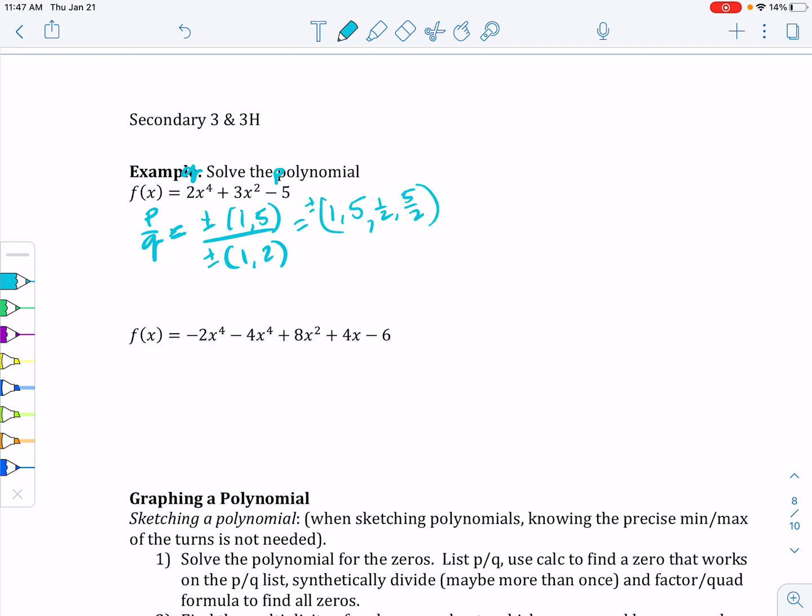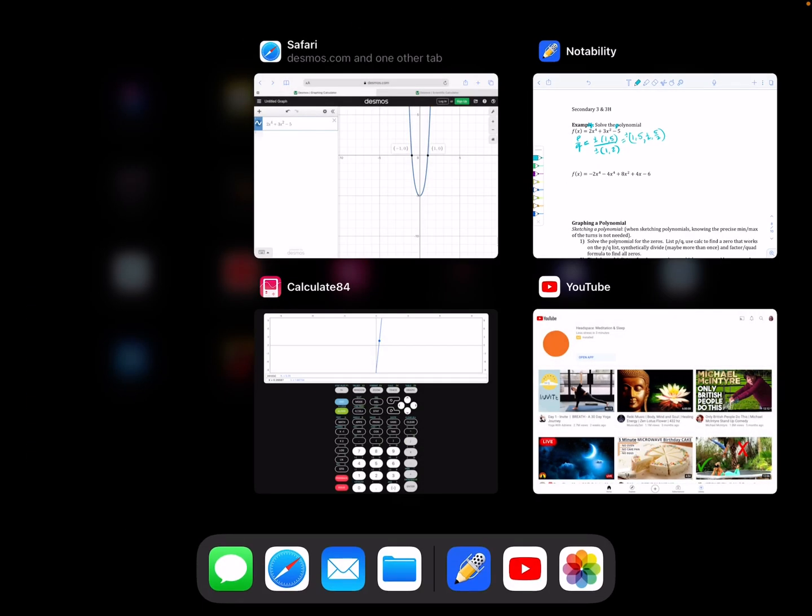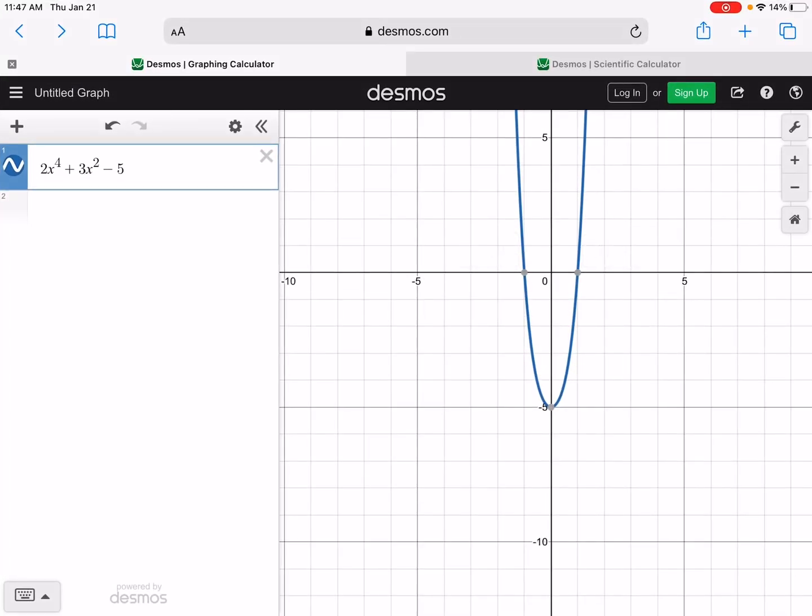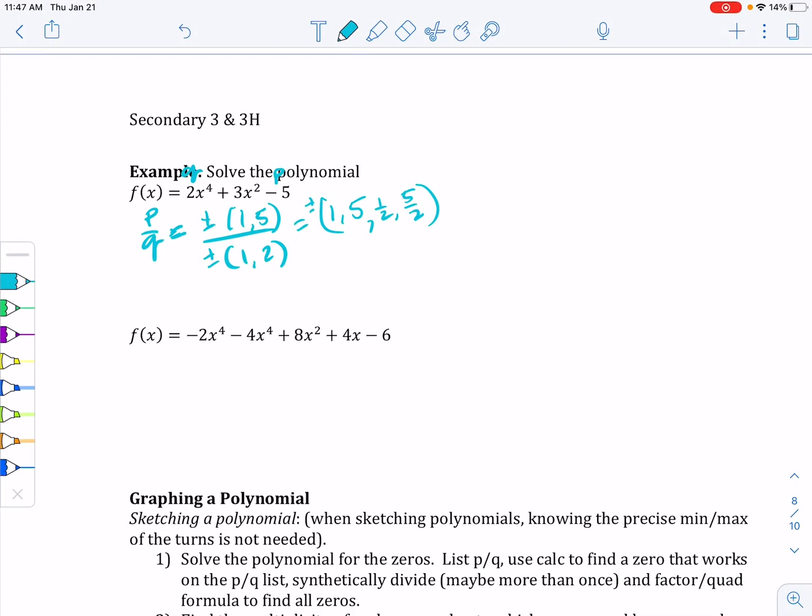Okay. So I can go put this in my calculator. I'm going to use Desmos this time. It's already put it in mine. So notice I can click here and I can see what my x-intercepts are. So I have one at 1 and one at -1. So I pick one of those to synthetically divide by. It doesn't matter which one. If you pick a different one than mine, your work's going to look slightly different. I'm going to synthetically divide by 1.